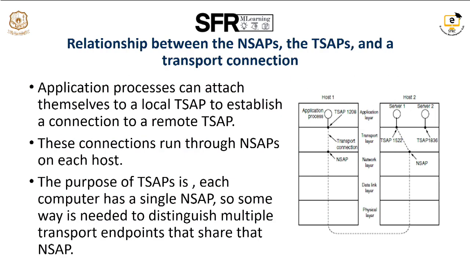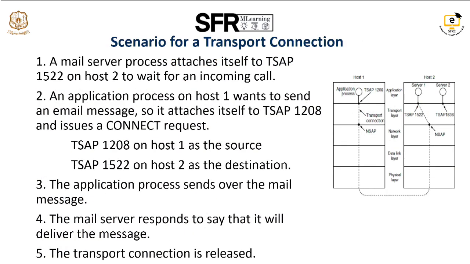Let's see the relationship between the NSAP, the TSAP and the transport connection. Application processes can attach themselves to a local TSAP to establish a connection to a remote TSAP. These connections can run through the NSAP on each host. The purpose of TSAP is this: each computer has a single NSAP, so some way is needed to distinguish multiple transport endpoints that share the NSAP. The represented diagram displays a possible scenario for a transport connection.